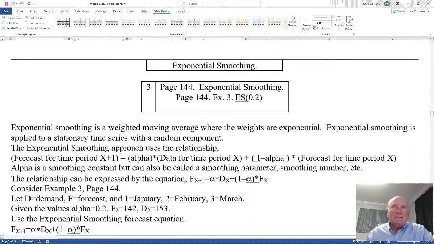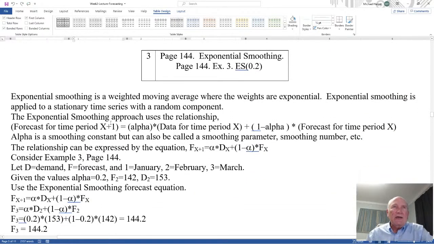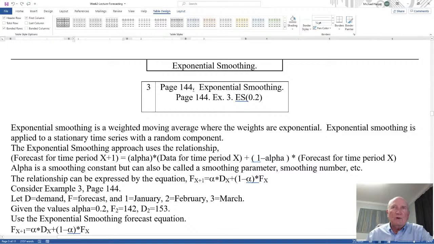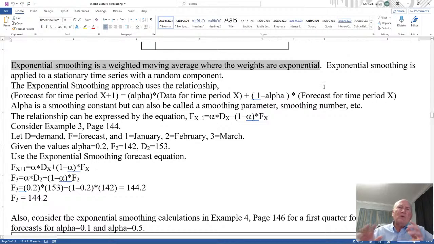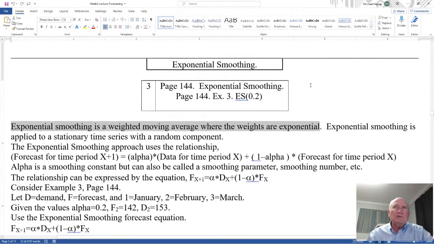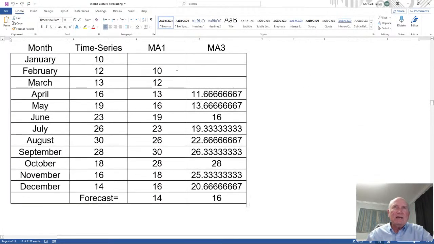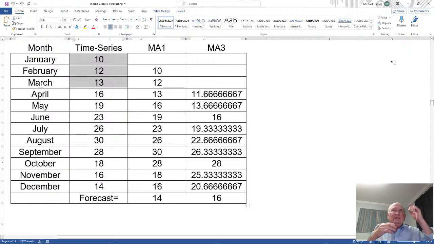Okay, next is exponential smoothing. This is on page 144, and a look at example 3. Exponential smoothing is a weighted moving average where the weights are exponential. What I mean by weighted moving average is, when we average these three numbers, each one of them has an equal weight. If 10 plus 12 plus 13 is over 3, really each one is equally weighted.